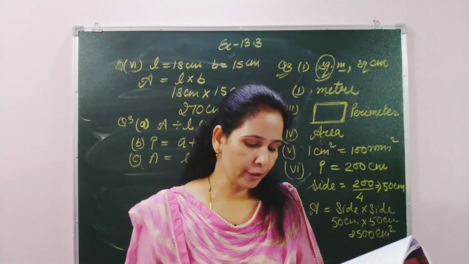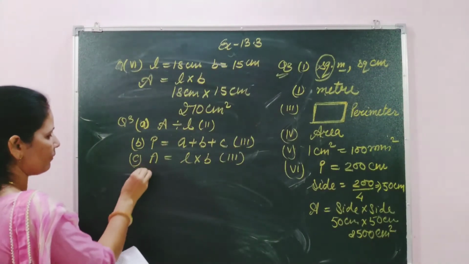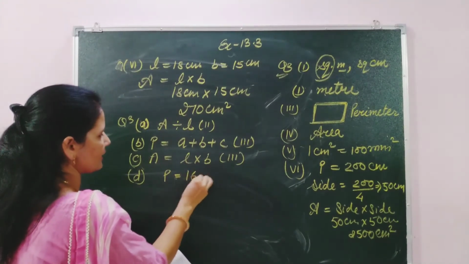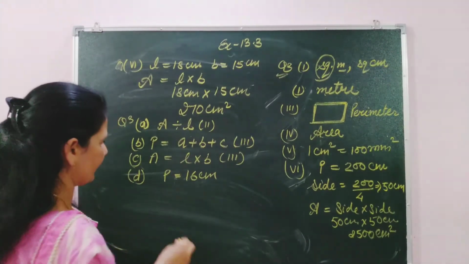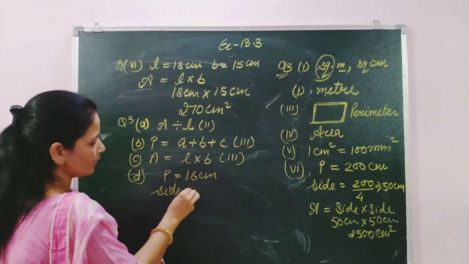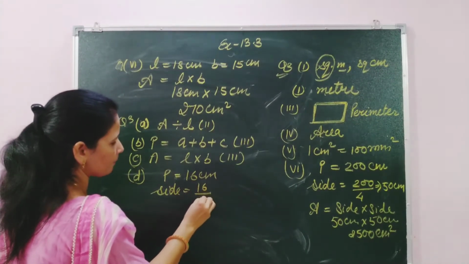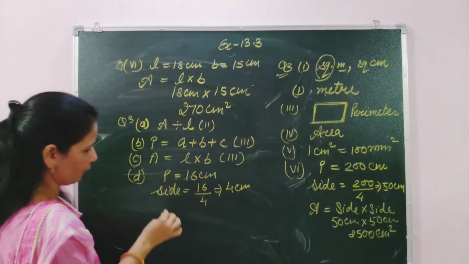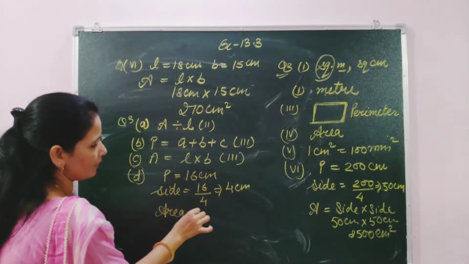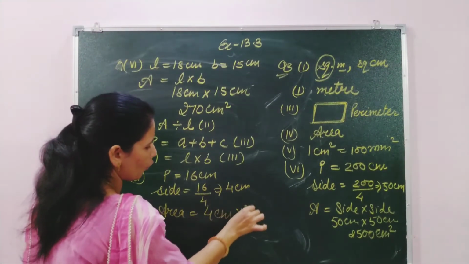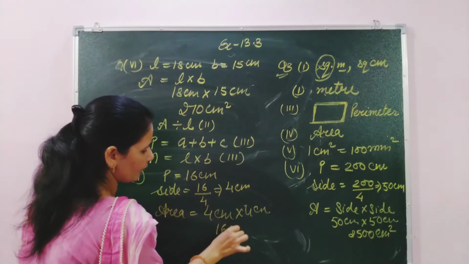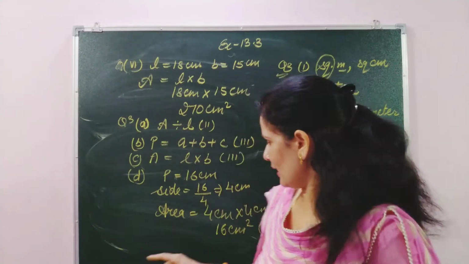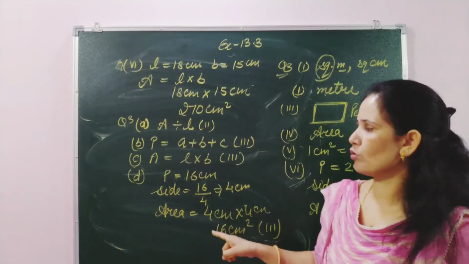Fourth one, perimeter of square. What they have given? Perimeter of square is 16 centimeter. Okay, perimeter of square is 16 centimeter and find its area. So first of all, we find the side. Side means 16 divided by 4. That means one side is 4 centimeter. And student, then after area is side multiplied by side, 4 multiplied by 4. That means 16 centimeter square, option third. Okay, the area of square is 16 centimeter square, and here we choose the option 3.